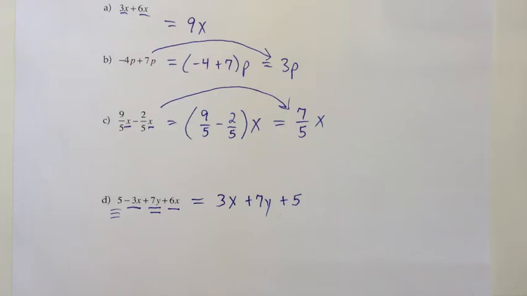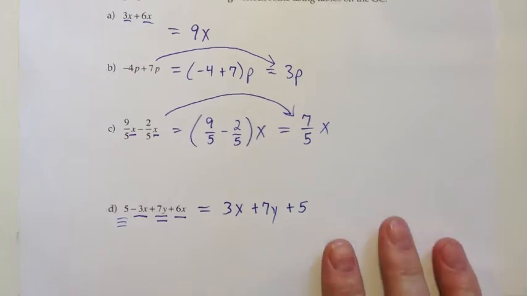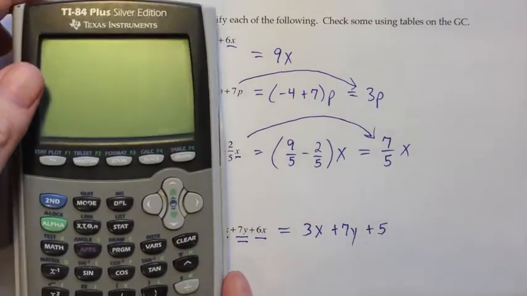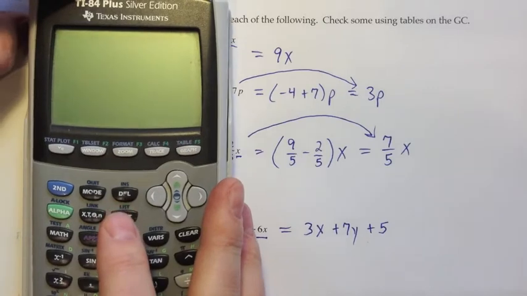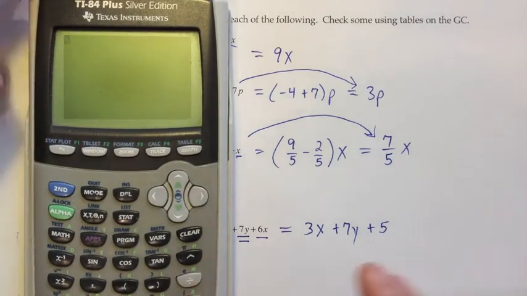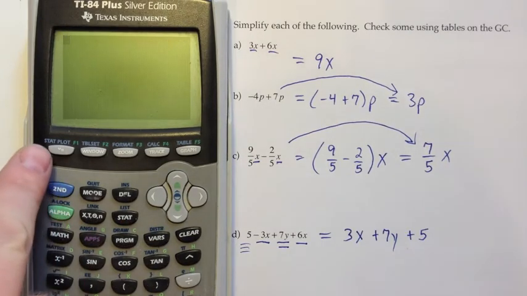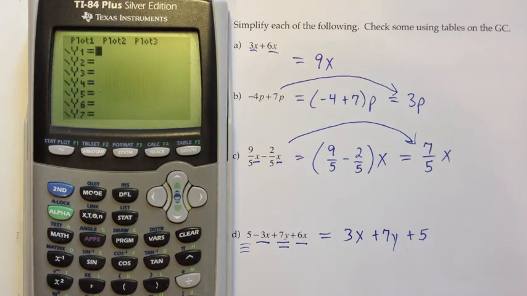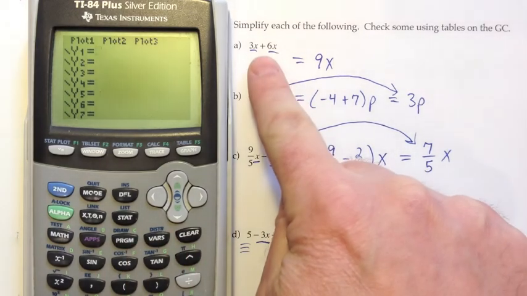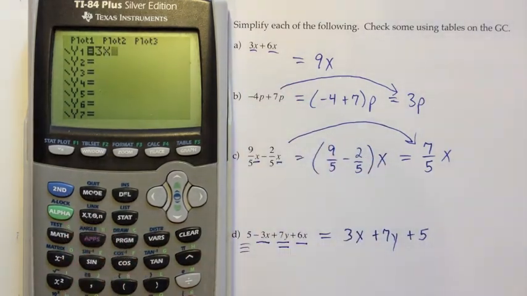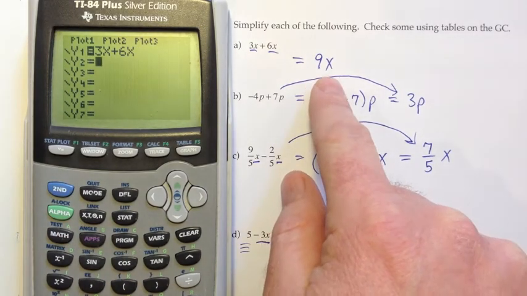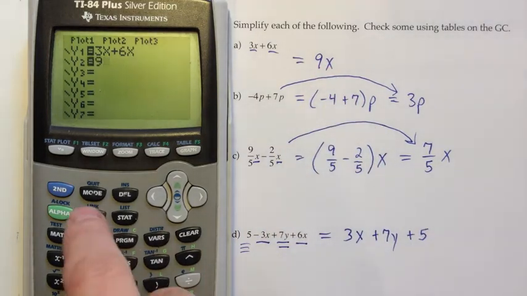All right, let me go ahead and show you how we can check these on the calculator. And we do that by doing 2 different graphs and trying to look to see if they end up having the same look to them. And so what I want to do, let me move this over a little bit more, I'll check part A for you. I want to go into the y equals menu, and for my first function I want to enter what I started out with, which is 3x plus 6x. And then for my second function I want to graph my answer, which in this case was 9x.